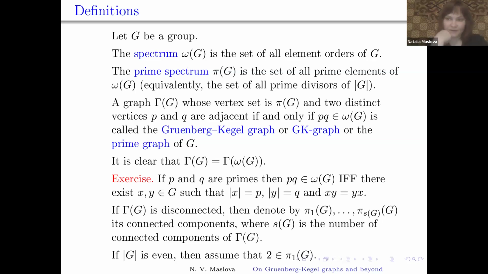And the prime graph of a finite group, or Gruenberg-Kegel graph, or GK graph, like Peter Cameron likes to name this graph, is the following graph. The vertices of this graph are the prime divisors of the order of the group, the so-called prime spectrum of the group, and two vertices are adjacent if and only if the product is an element order of this group.